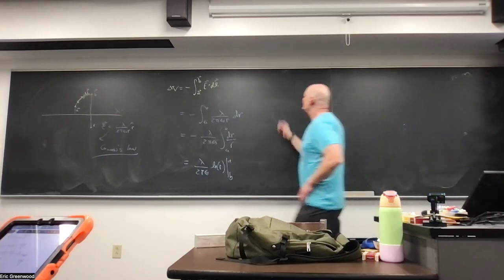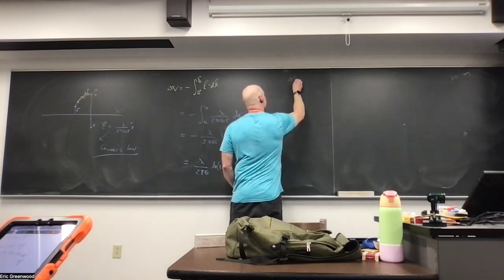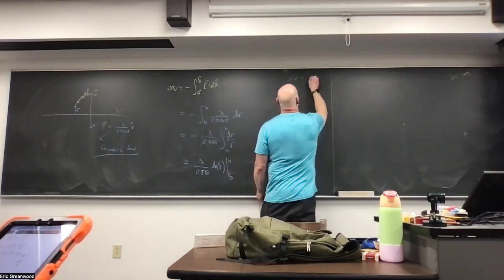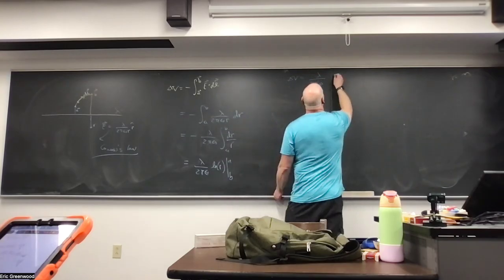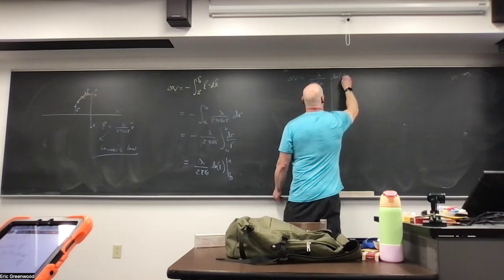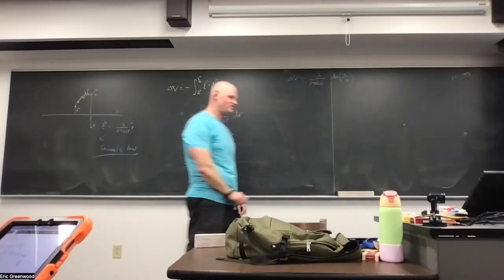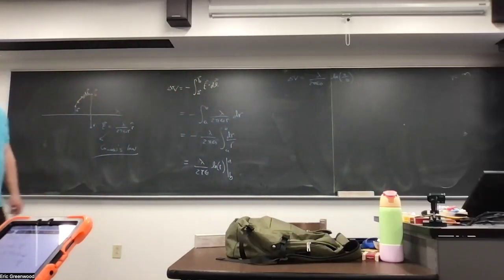Exactly. So this is going to get, finally, that my change of potential between the 2 points is then going to be lambda divided by 2 pi epsilon naught. And then we're going to get the natural log of A over B. So this is my change of potential between these 2 points. Okay?